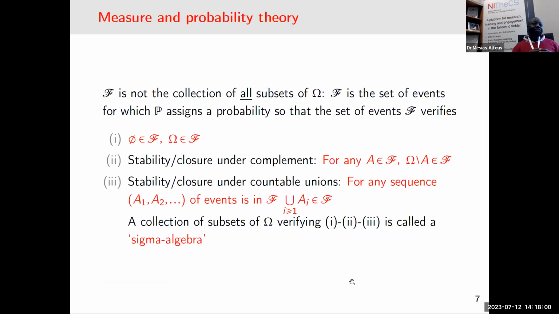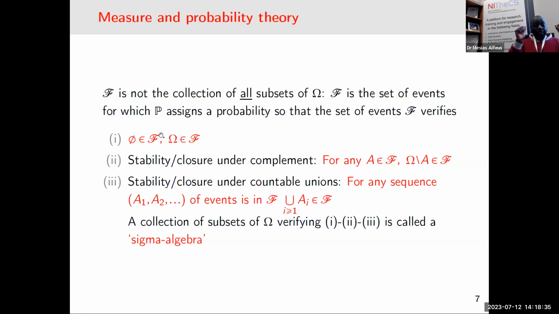Okay, now it's important to know that the script F is not just any collection of subsets of capital omega, which is the market scenario. Please make sure that you know that. The script F is a set of events to which the probability measure can assign a probability, and which satisfies all these axioms.